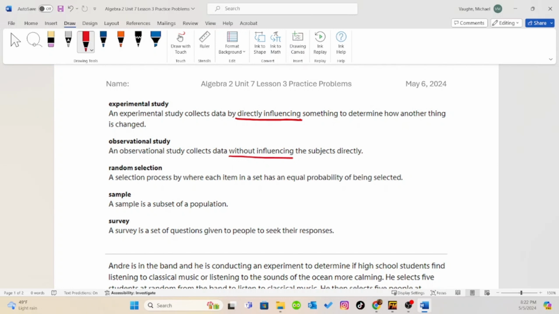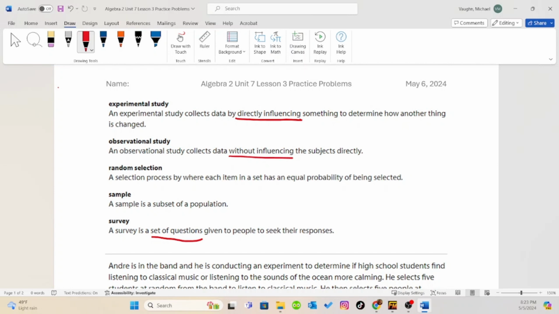Random selection is a selection process whereby each item in a set has an equal probability of being selected. A sample is a subset of a population. And a survey is a set of questions given to people to seek their responses. So you need to key in that a survey is a set of questions.